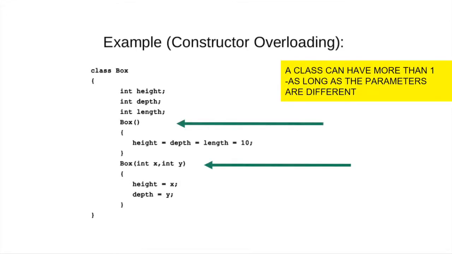And this is, as I mentioned earlier, constructor overloading, when you have different constructors. Here are 2, and each of them has the same name, obviously, because they're constructors, but they have different parameters. This one has no parameters. This one has 2 ints.